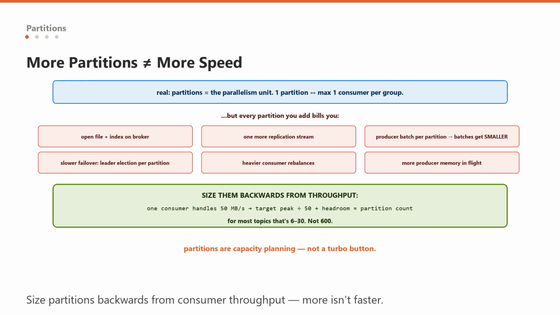So how many should you have? Work backwards from throughput. Measure what one consumer instance can process, say 50 megabytes per second. Divide your target peak by that number. Add comfortable headroom for growth and hot keys, and that is your partition count. For most topics that lands between 6 and 30, not 600. Partitions are capacity planning, not a turbo button. Size them for the consumers you actually need, and spend your performance budget on batching where it pays.